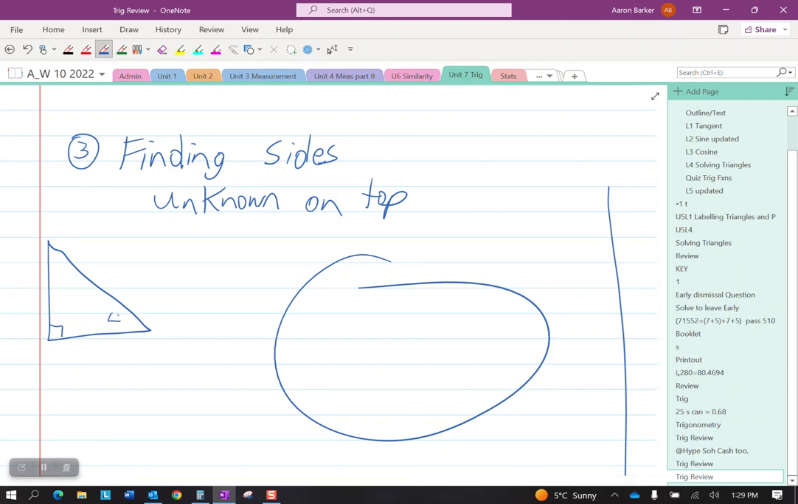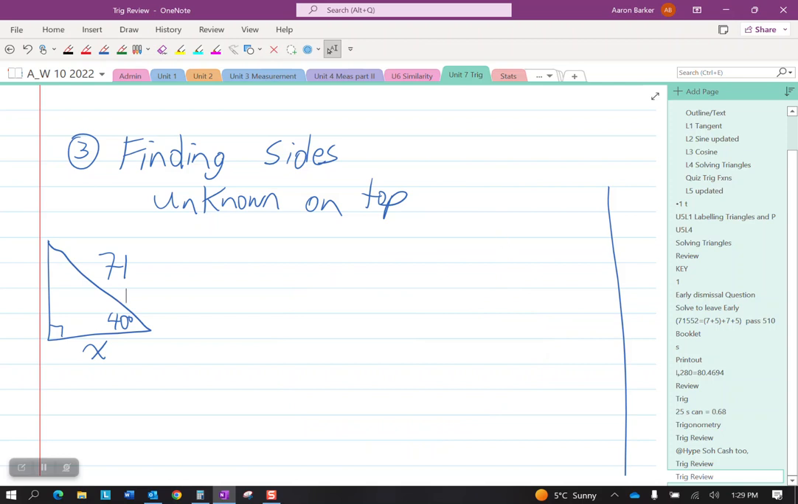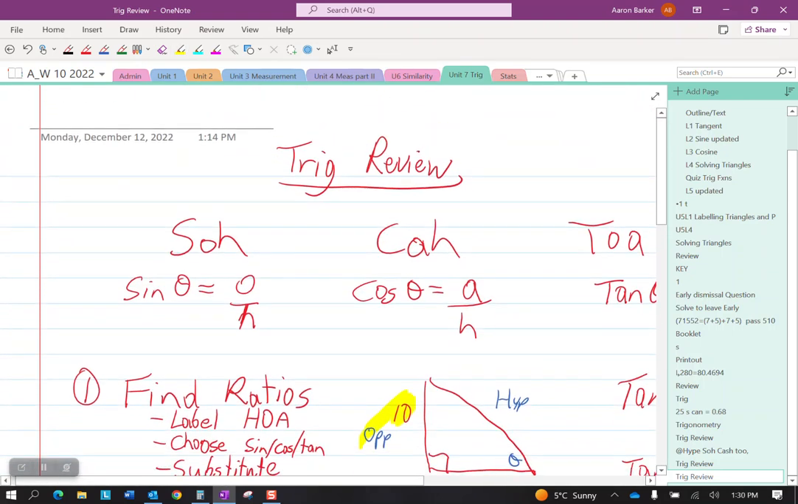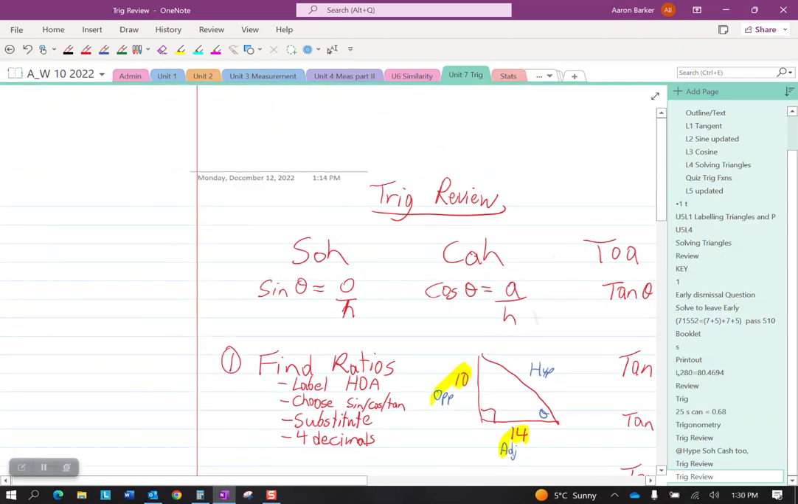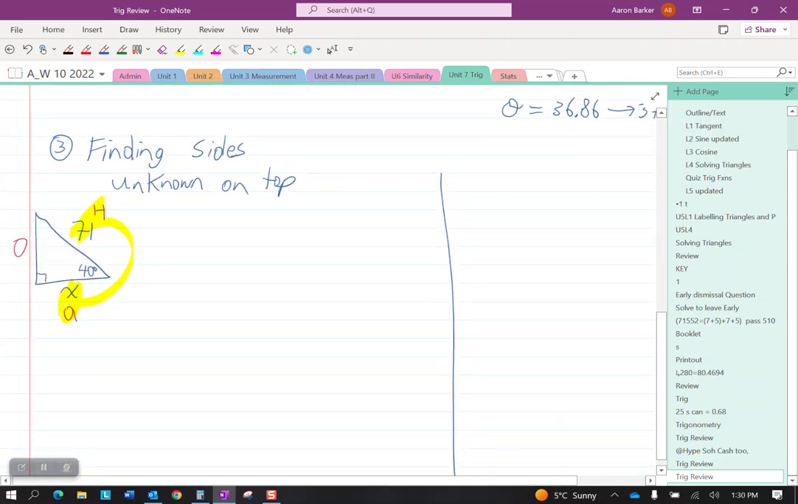So we're going to say this is 40 degrees. This is side X, and this is 71. Okay. Go ahead, label your HOA. Hypotenuse, opposite, adjacent. So for this triangle, we want to find A, and we have H. Which ratio has A and H? Cosine, right there. So we start by writing cos theta equals A over H.